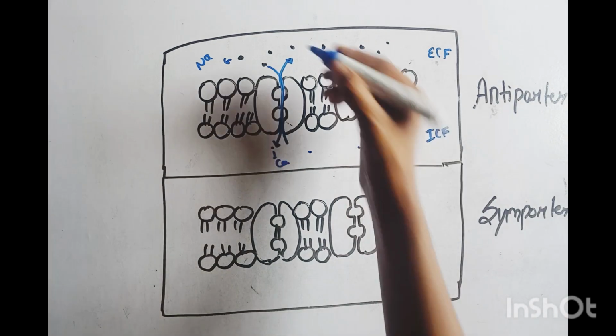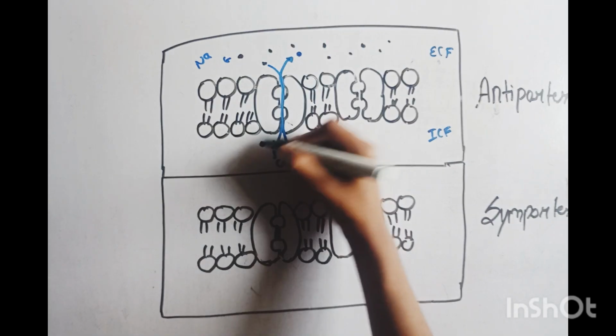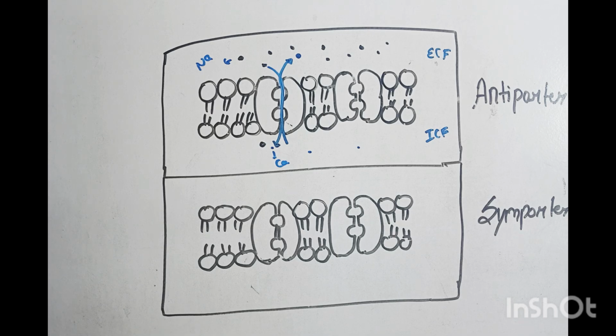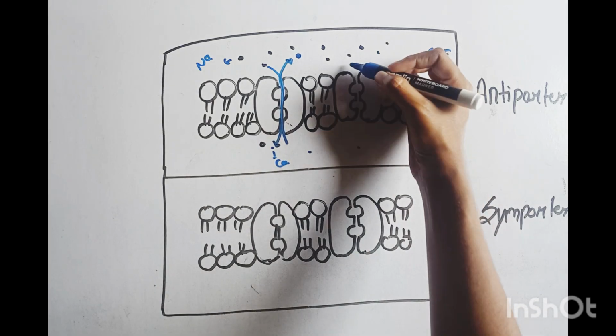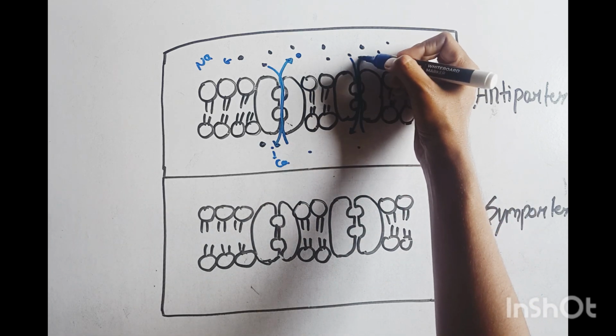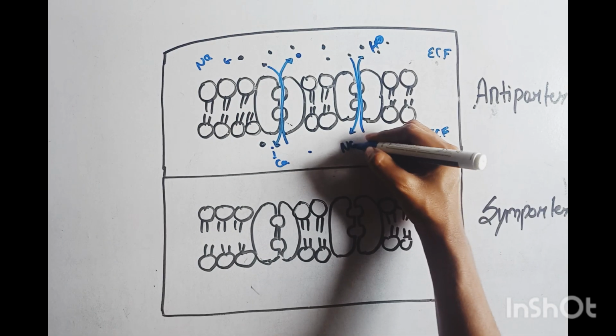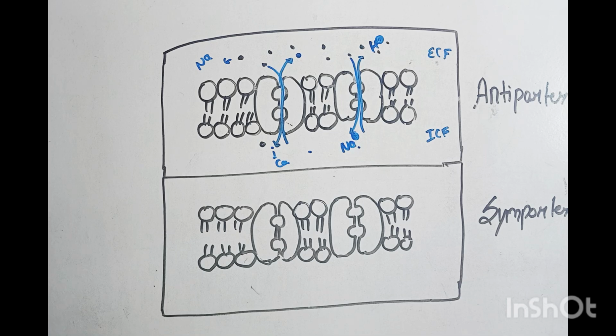So this is the antiporter. The movement of two substances in different directions is called the antiporter. The sodium moves from high concentration to low concentration, and in the other direction, calcium moves from low concentration to high concentration. Similarly, sodium moves from high concentration to low concentration, and in the different direction, the H plus ion moves from low concentration to high concentration. So sodium helps to transport other substances from low concentration to high concentration.